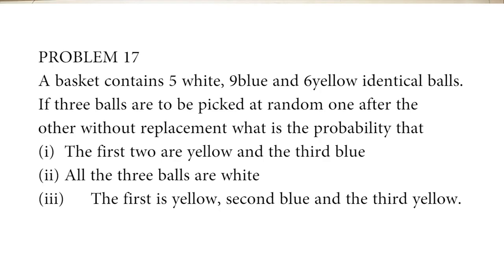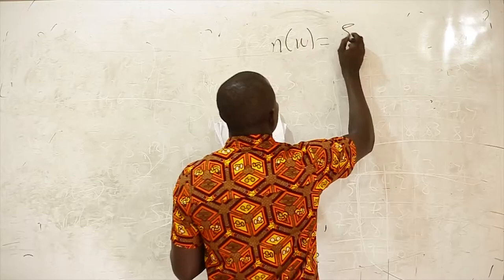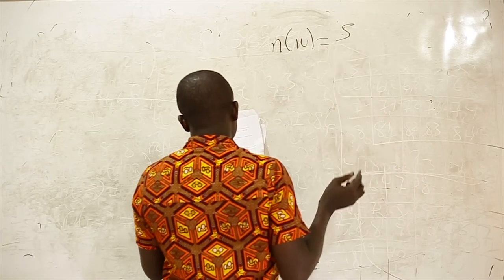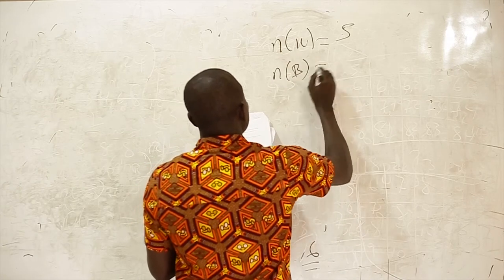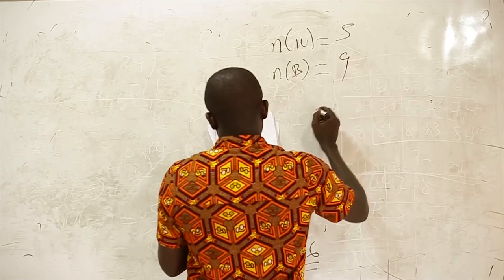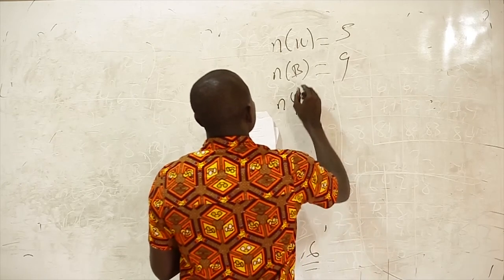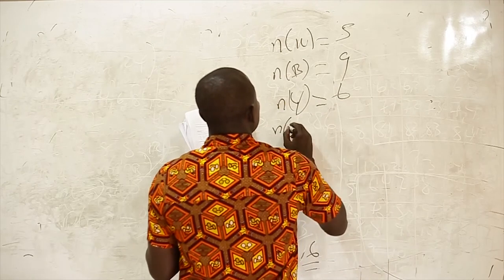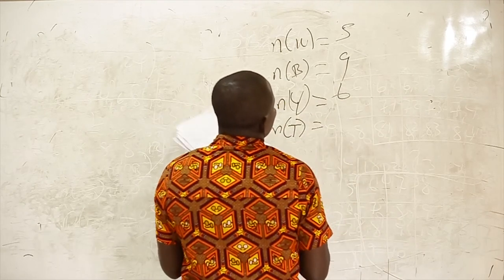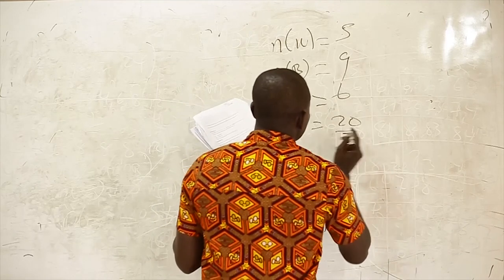Selection with or without replacement. So let's go straight to the point. Problem 17. A basket contains 5 whites. So n of whites, as I explained, is equal to 5, where W is for white. Then n of B, which is blue, is equal to 9. Then n of yellow is equal to 6. So n total will be 20. When you add, you get 20. Exactly.